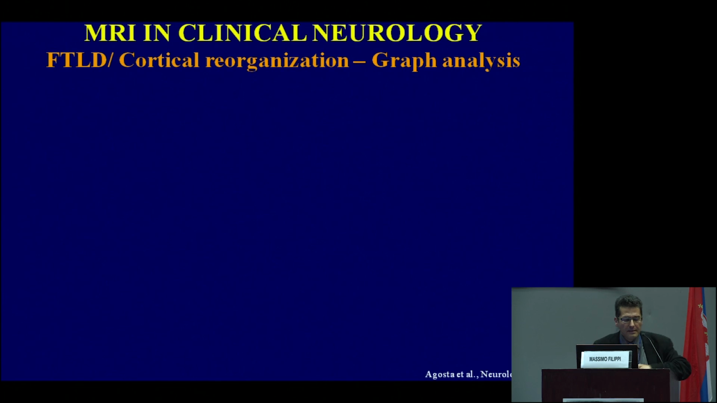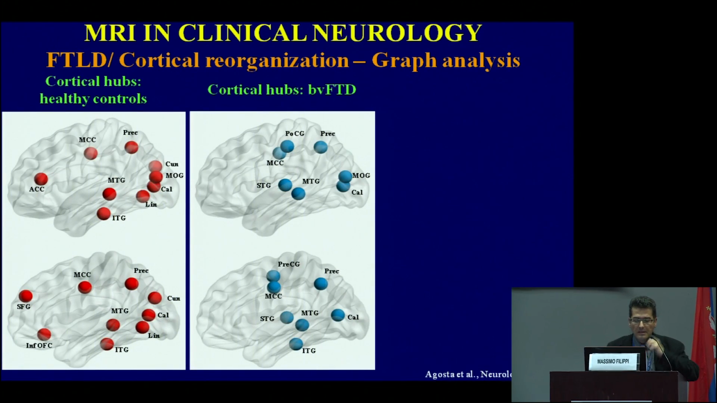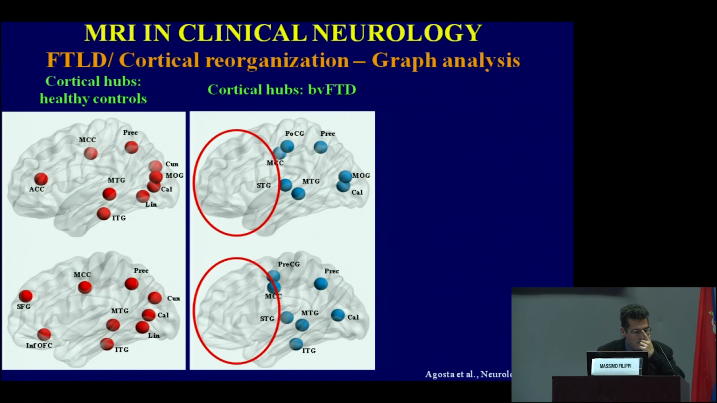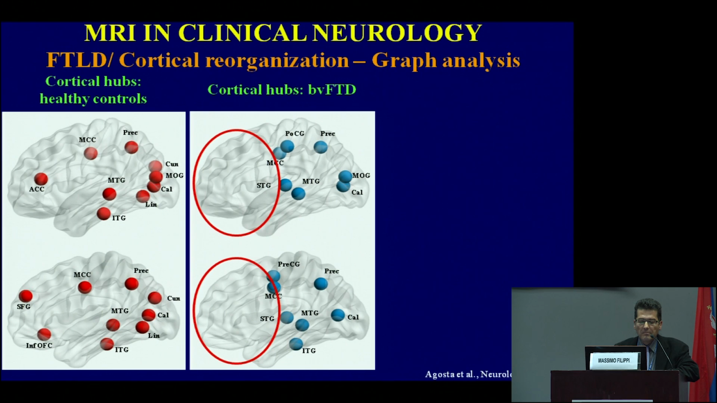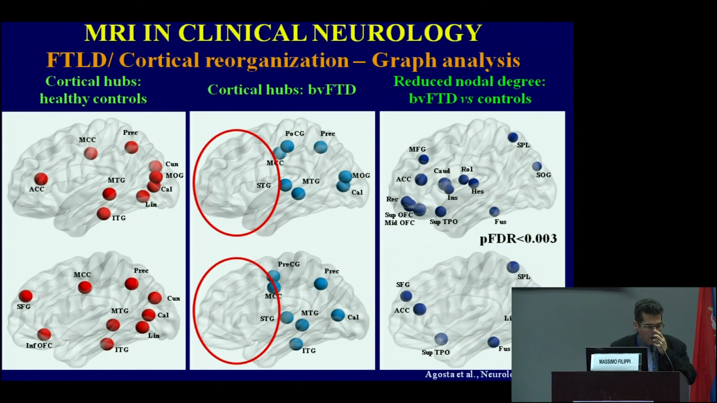And so we did some graph analysis and assessment also in frontotemporal dementia, and as expected, especially in the left hemisphere, there is a complete loss of cortical hubs in patients with behavioral frontotemporal dementia compared to healthy people, with also some rearrangement of the local short-range connectivity.